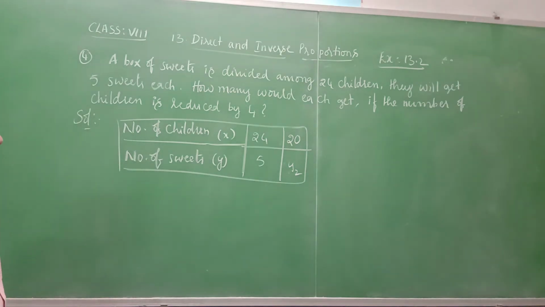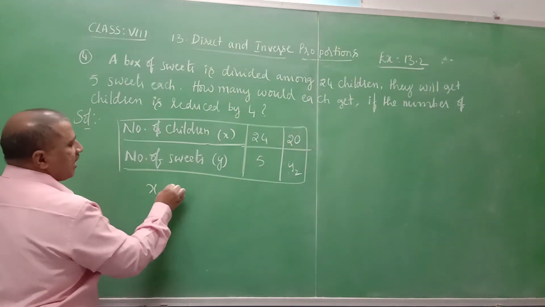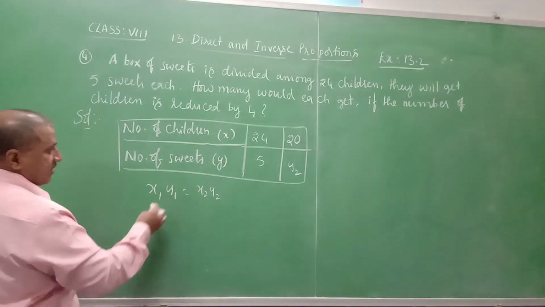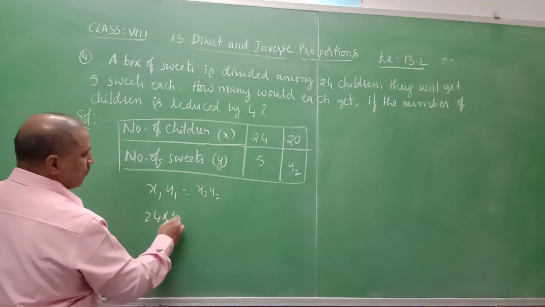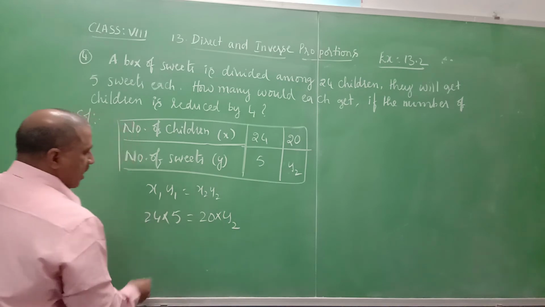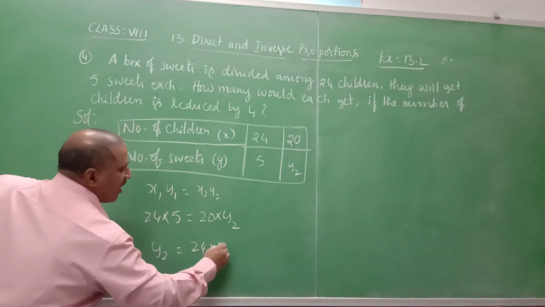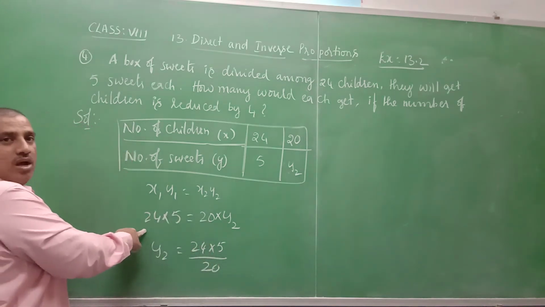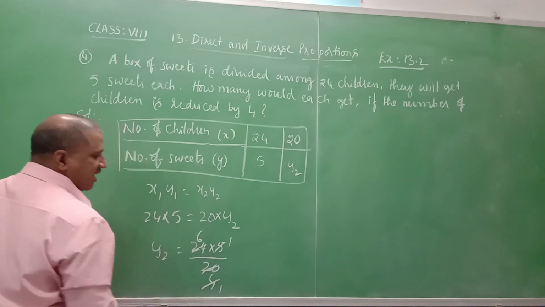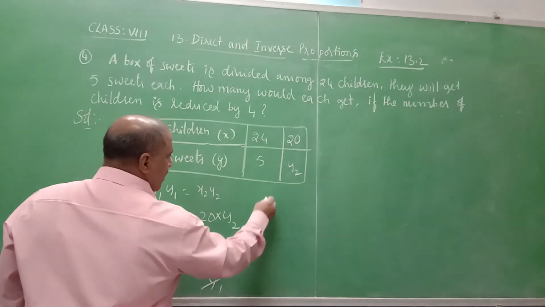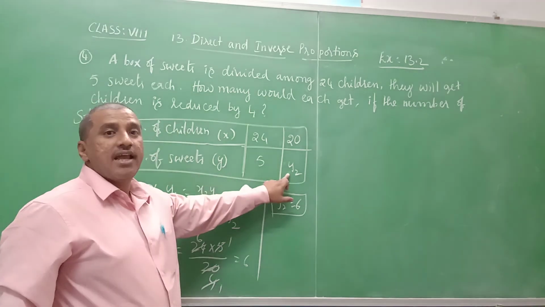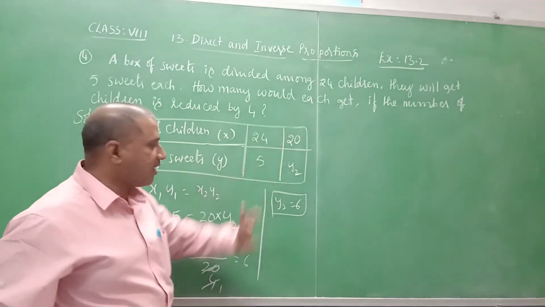So y1 and y2. Now as it is in inverse proportion, we know x1 into y1 is equal to x2 into y2. That is, their products are same. Now x1 is equal to 24 into y1 is equal to 5. That is equal to x2 is equal to 20 and y2 is equal to y2. Now y2 is equal to 24 into 5 divided by 20. Transpose 20 to the other side, it divides. 5 ones are 5, 5 fours are 20. 4 ones are 4, 4 sixes are 24. 6 into 1 it is 6. Therefore, y2 is equal to what? 6. What does y2 represent? Number of sweets each child will get if 20 children are there.